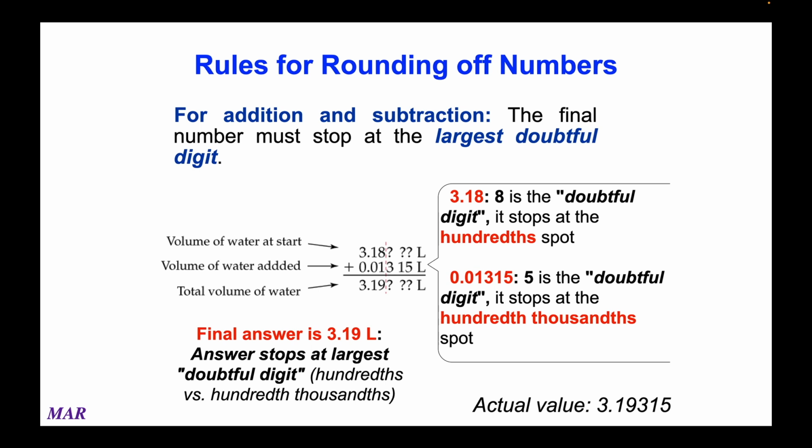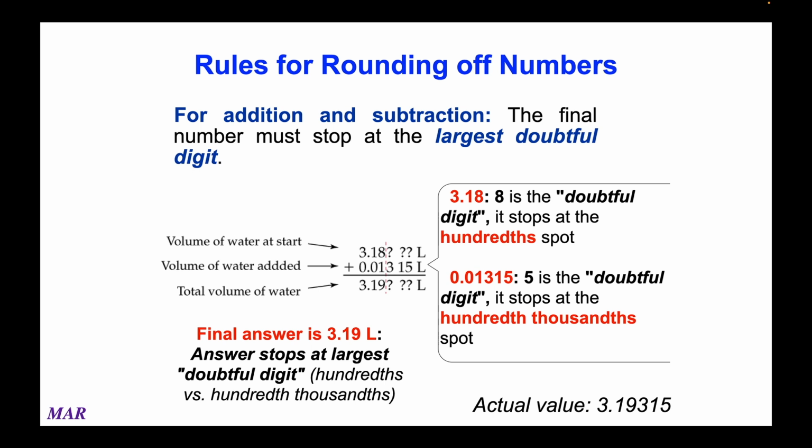But if we're adding to the 3.18, 0.01315, in that number, the 5, the last number, is the doubtful digit. That's the 100,000th spot. So when you're adding those numbers up, the calculator will give you 3.19315. But the problem in chemistry and in science is that after the 8, we don't know those numbers.